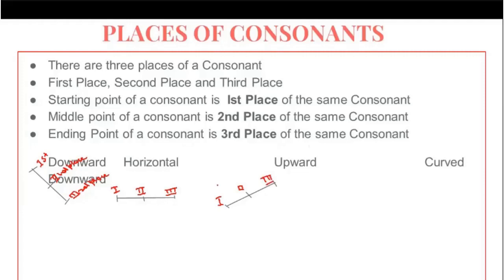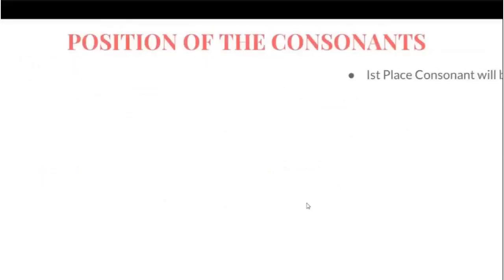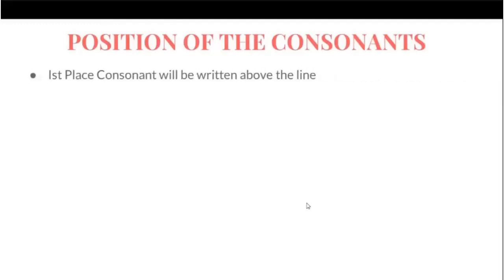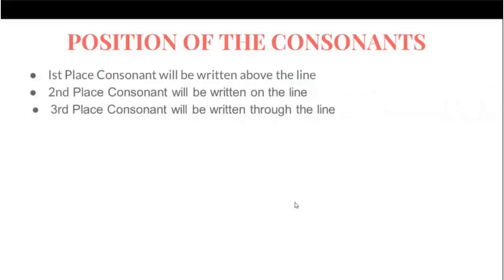Then we should come to the curve strokes. Curve strokes will be downward and upward. In case of downward, as in English, it is the first place. We have started from there, and it is the second place, and the last point is the third place. Now come to the position of the consonant. First place consonant will always be written above the line. Second place consonant will be written on the line, and the third place consonant will be written through the line.